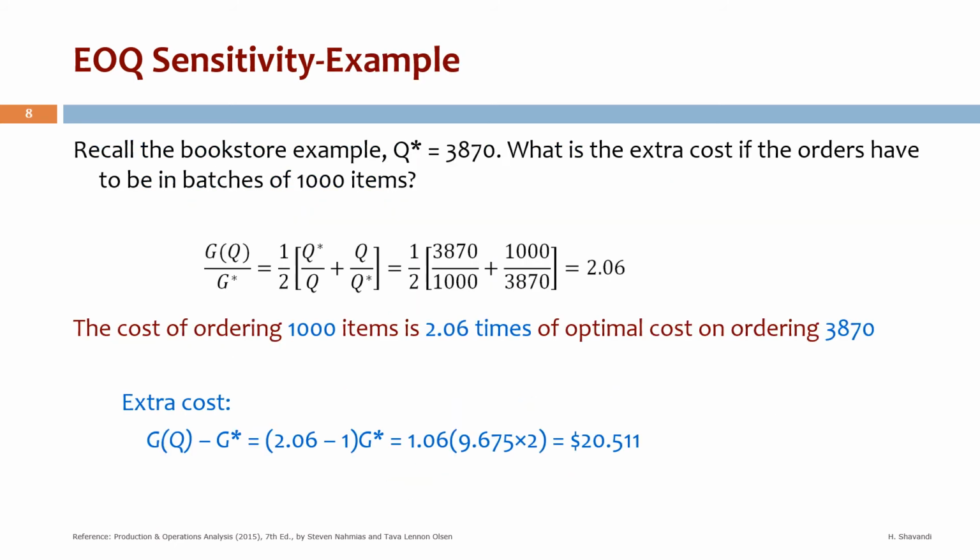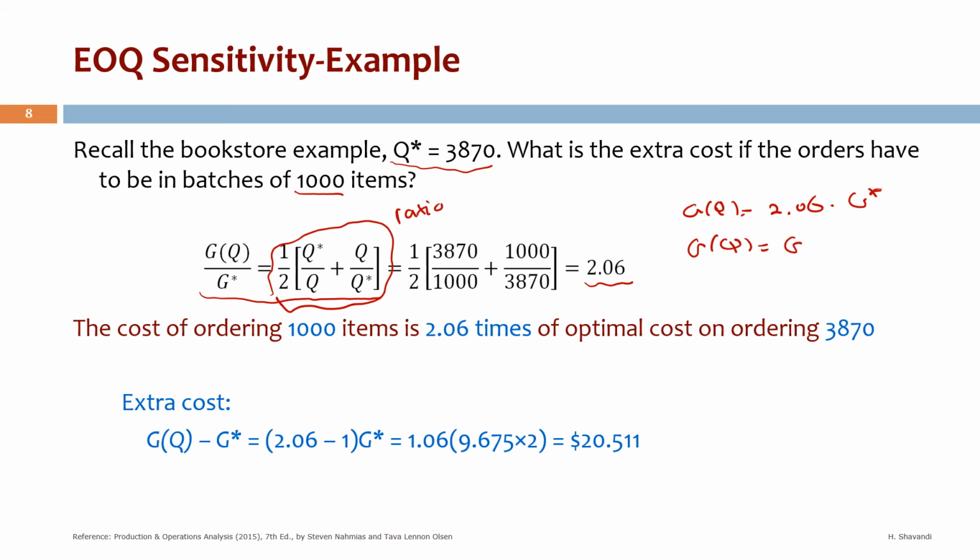In our previous example, we had Q star, EOQ, as 3,870 units. So let's see what would be the impact if we order in sizes of 1,000 units, not 3,870 units. Based on the equation that we do have for sensitivity analysis for EOQ, the ratio becomes 2.06. So this means that GQ will be 2.06 times G star. If we call this the ratio, GQ will be G star times the ratio, right? So in this example, GQ, the total cost under a quantity different than Q star, will be 2.06 times G star.